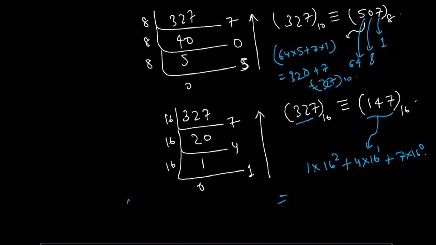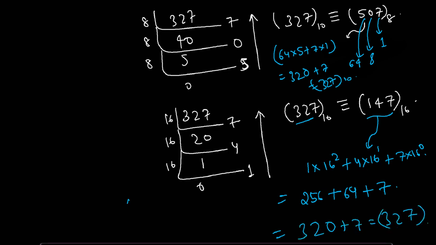16 squared is 256 plus 64 plus 7. 256 plus 64 is 320, plus 7, which is equal to 327. So this is how you can find a number in any base given a decimal number.